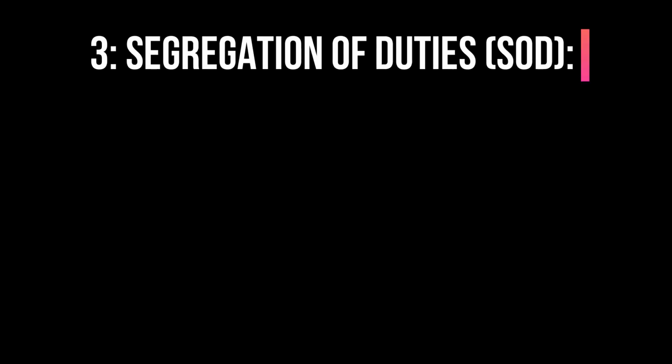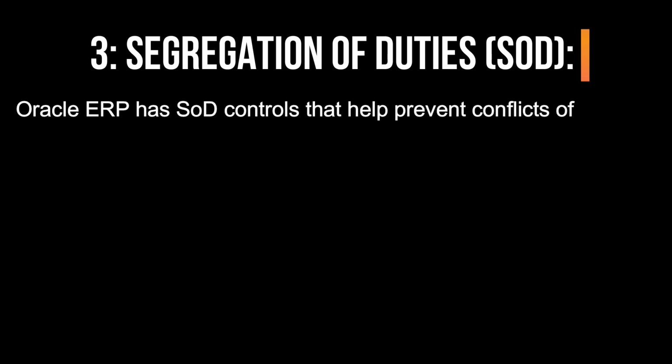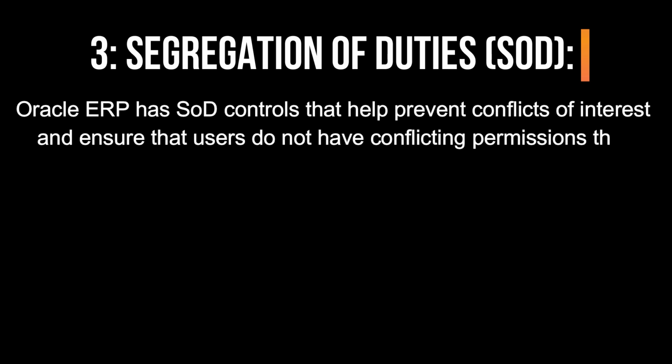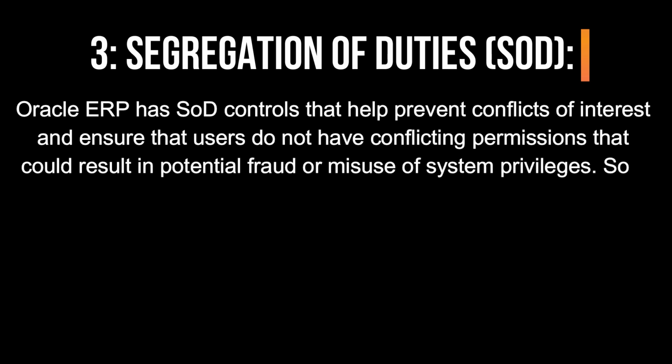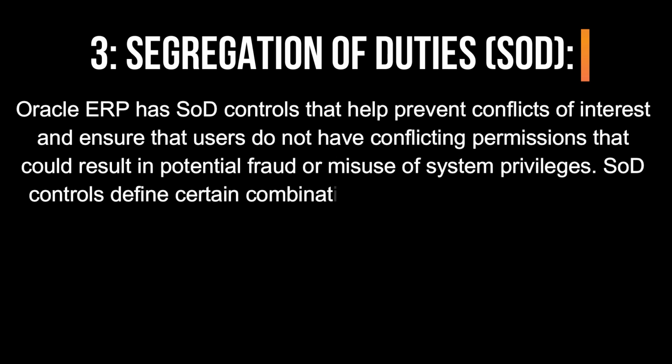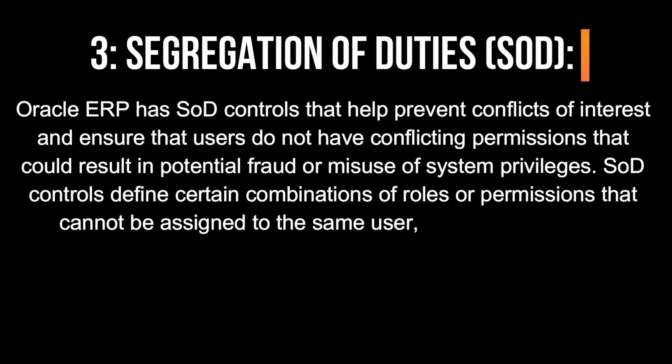3. Segregation of duties. Oracle ERP has SOD controls that help prevent conflicts of interest and ensure that users do not have conflicting permissions that could result in potential fraud or misuse of system privileges. SOD controls define certain combinations of roles or permissions that cannot be assigned to the same user, reducing the risk of unauthorized access or fraudulent activities.